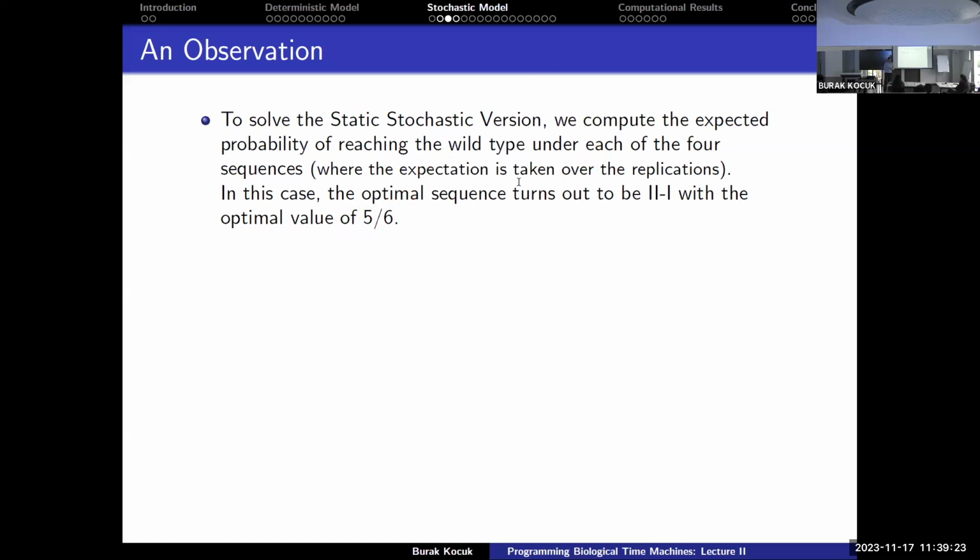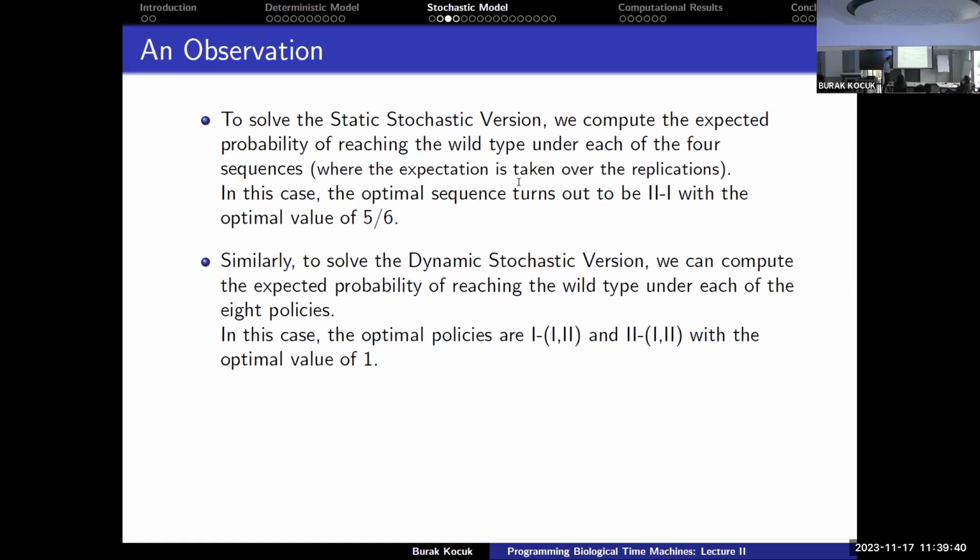And it turns out that if you repeat this simple evaluation procedure for all the other policies, like 1, 1, 1, 2, 2, 2, you cannot do better than 5 over 6. Okay? So that's an observation. Okay. If you do the dynamic, these 2 policies give you the highest probability, for example.